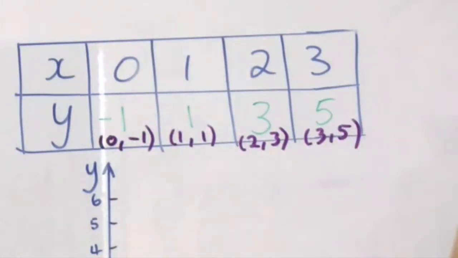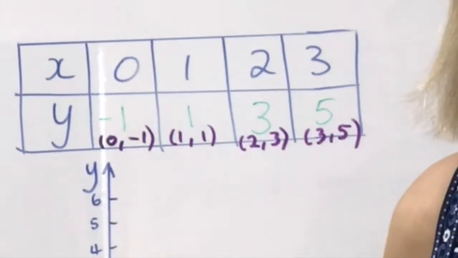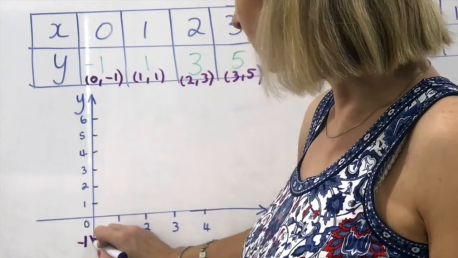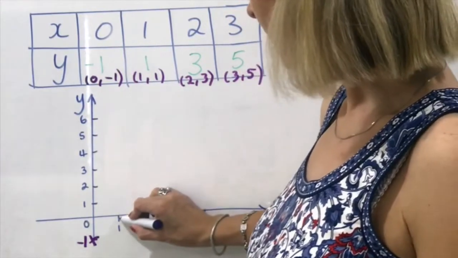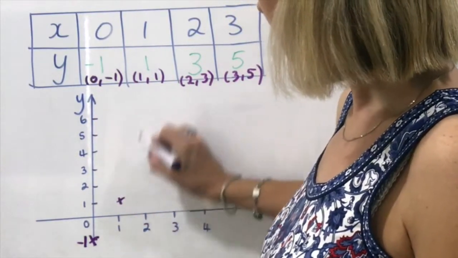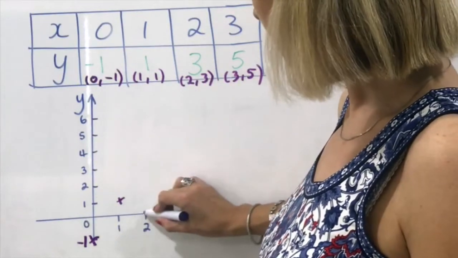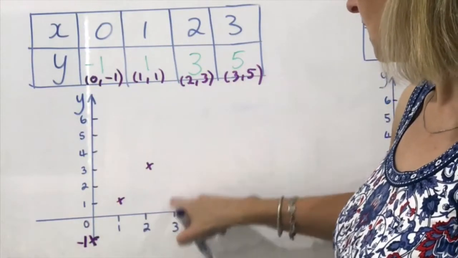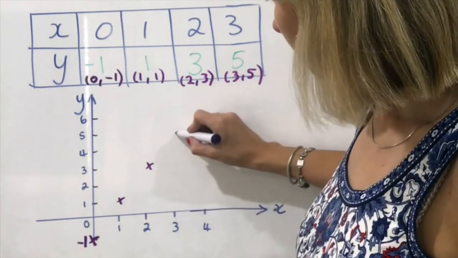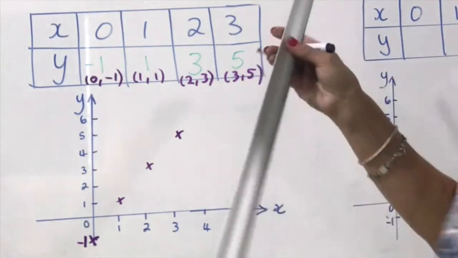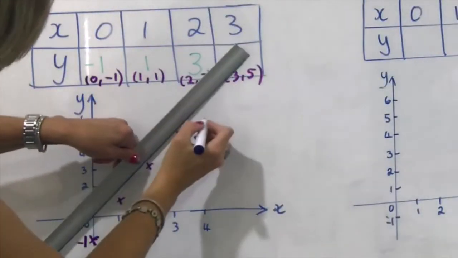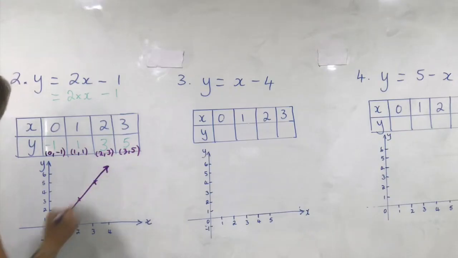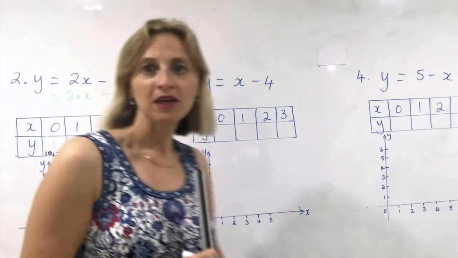I like to write them like that because it's a little bit easier for me to understand what I need to plot. So I need to plot 0 minus 1. 0 minus 1 is down there. 1, 1. I go across 1, up 1. 2, 3. Across 2 and up 3. Don't forget you're always starting at 0. 3, 5. Across 3 and up 5. And I should be able to use my ruler and join these up as a straight line. And we like to put arrows on our lines because they don't stop, they keep going.